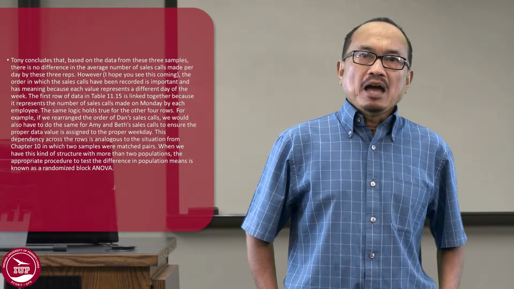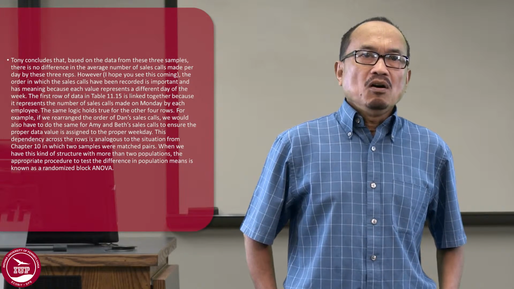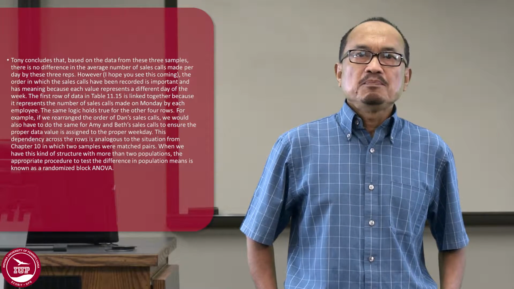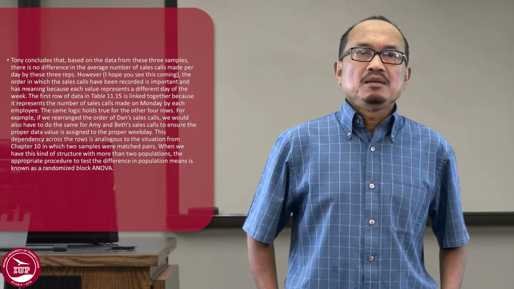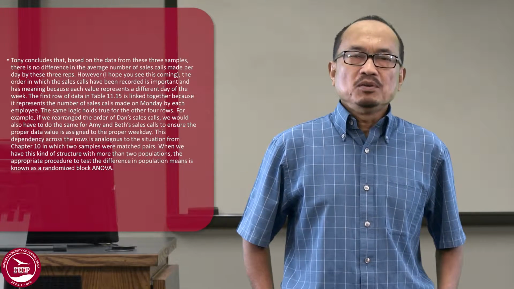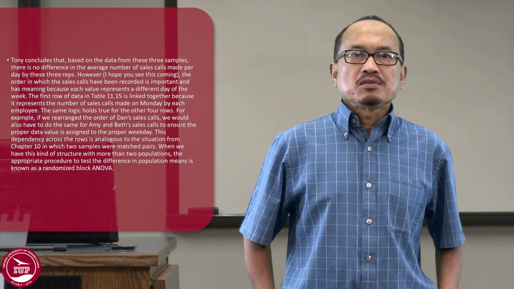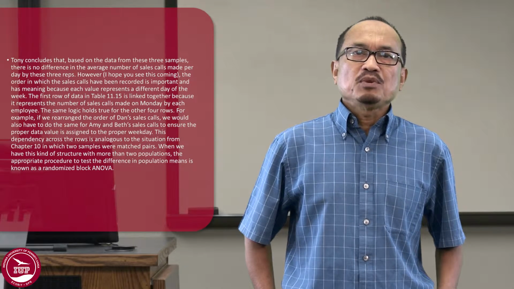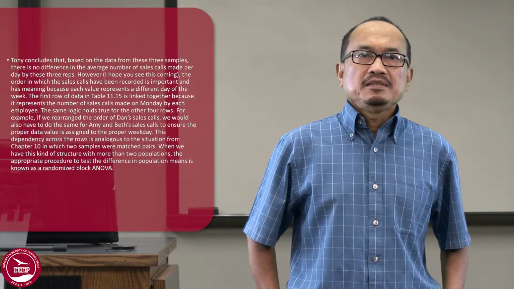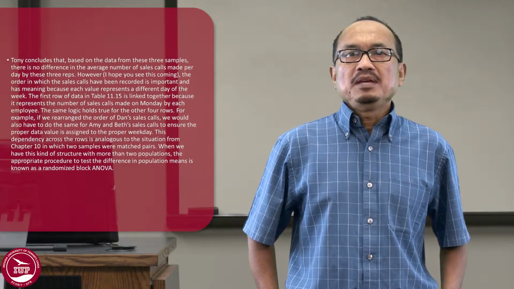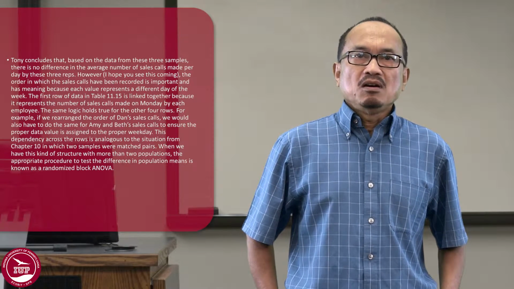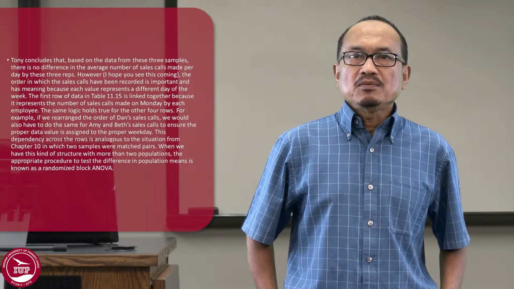However, I hope you see it coming. The order in which the sales calls have been recorded is important and has meaning because each value represents a different day of the week. The first row of data in table 11.15 is linked together because it represents the number of sales calls made on Monday by each employee. The same logic holds true for the other 4 rows.